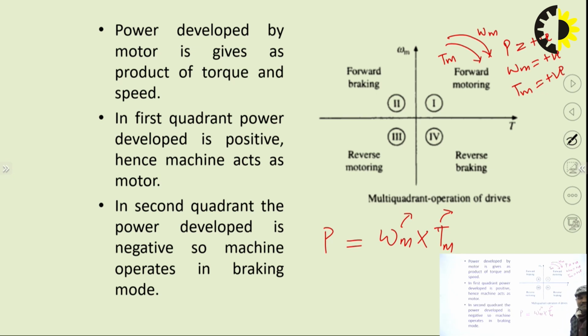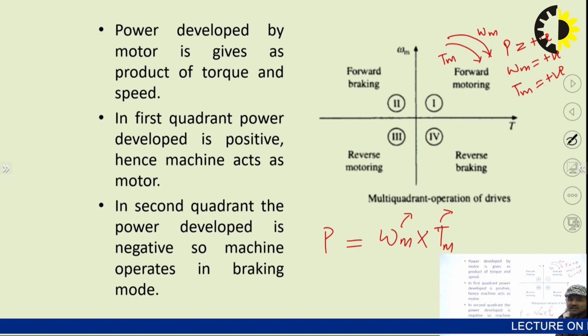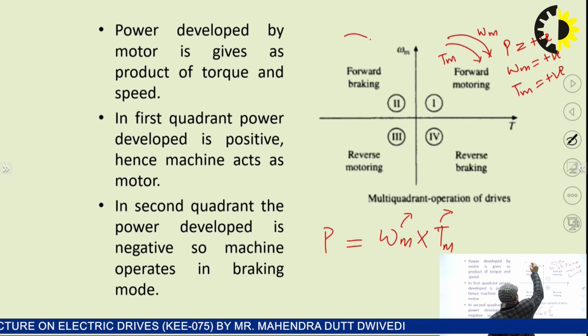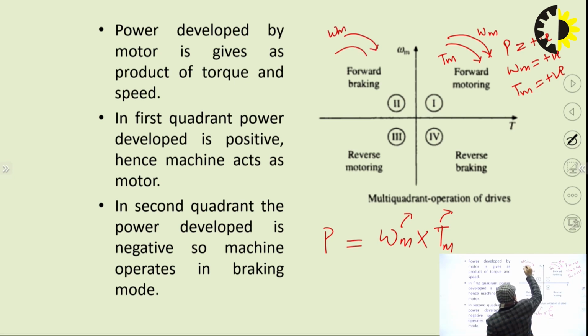In the second quadrant, power developed is negative, so the machine operates in braking mode. Here speed is still in the forward direction, but torque is in the opposite direction, and therefore power will be negative because speed is positive and torque is negative.